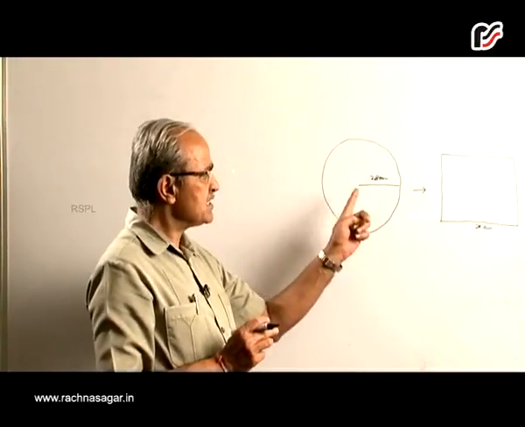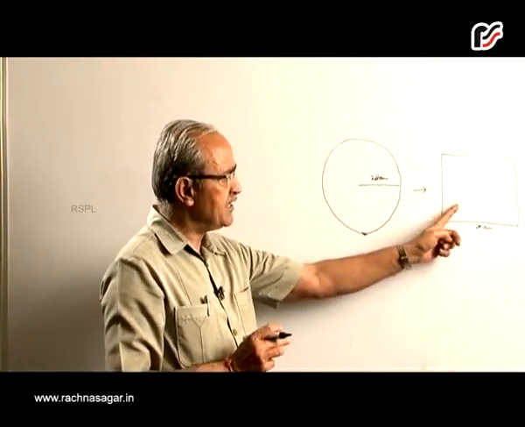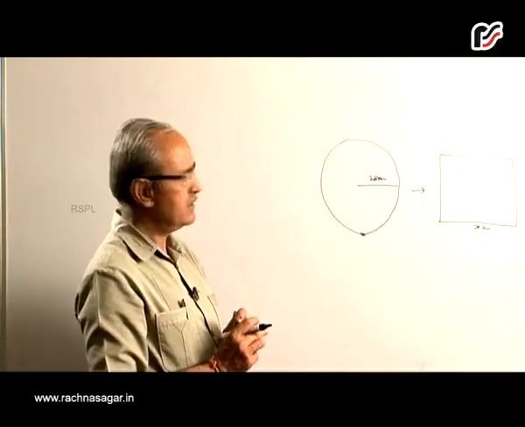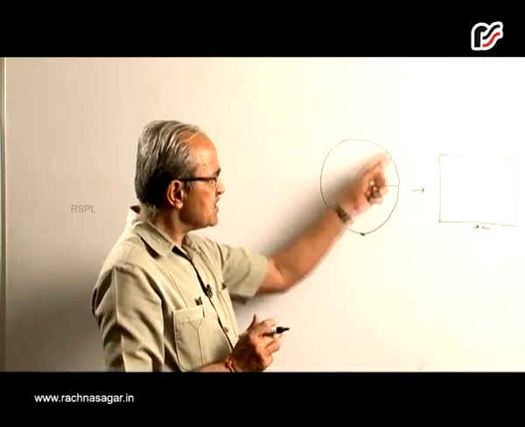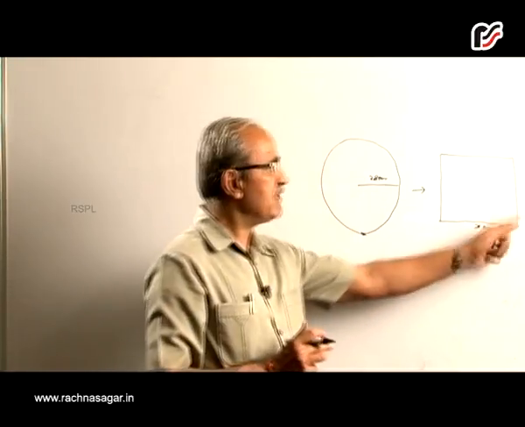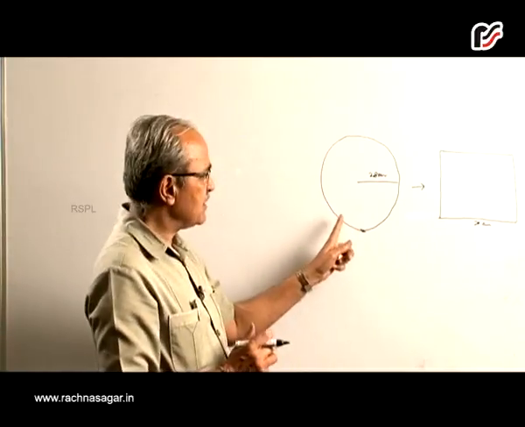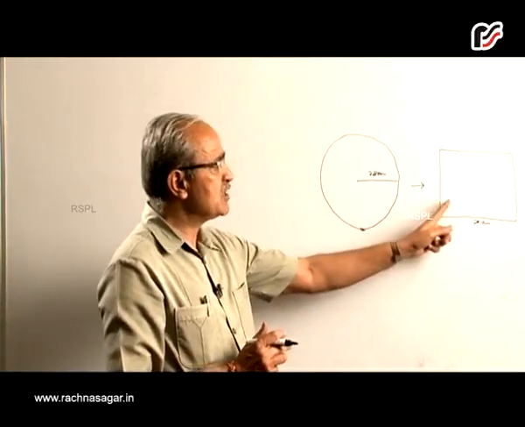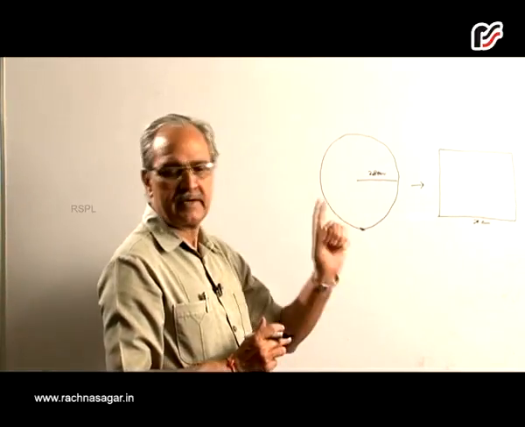From here, when we notice, when this circle is rebent into a square, what will happen is that this is the wire and this is the wire. So therefore, circumference of circle is equal to perimeter of square.